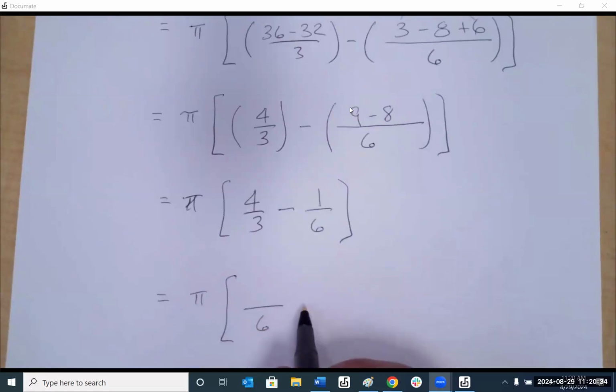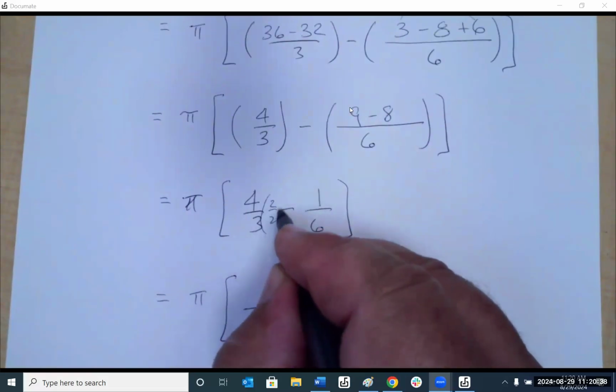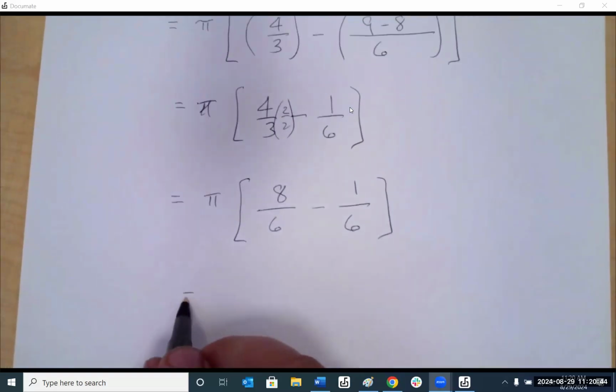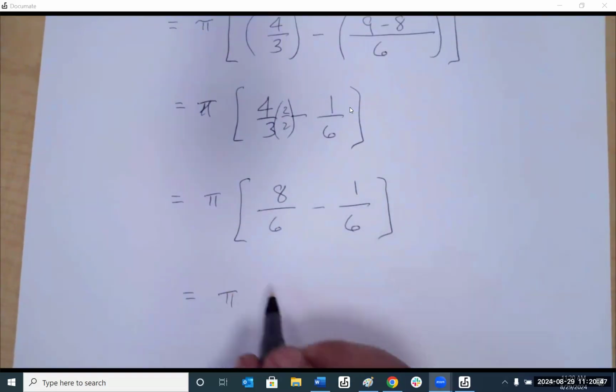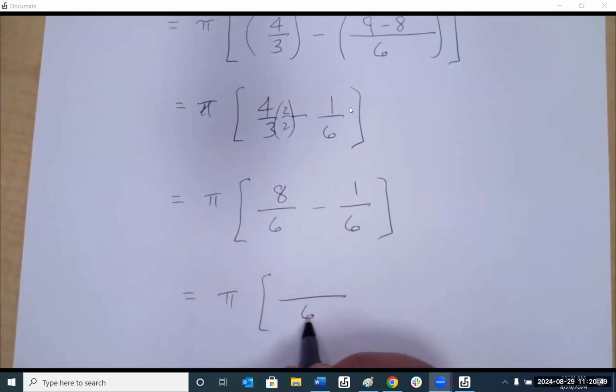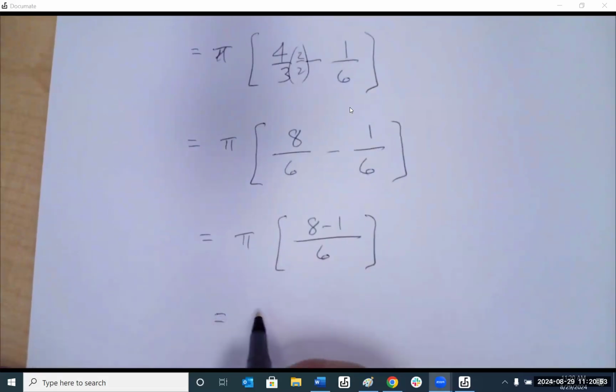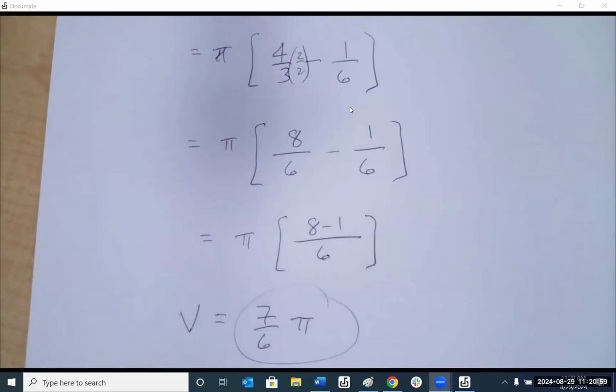Common denominator is 6. So this one needs 2 over 2, so it's 8. So it's 7 over 6 pi. That's our volume.